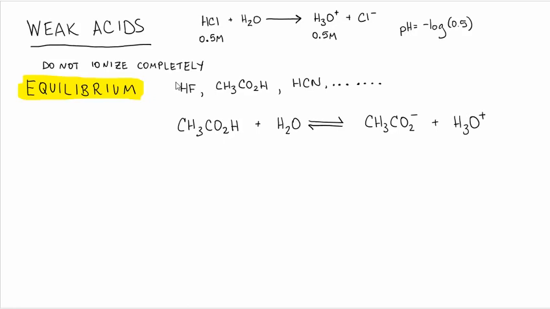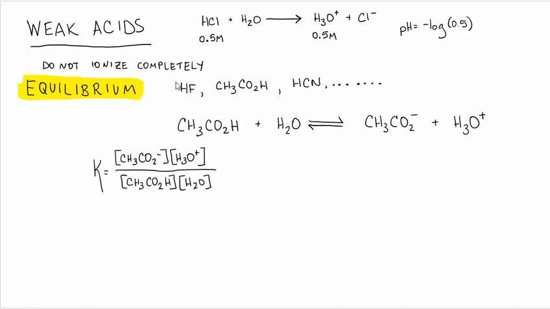So since this is an equilibrium, we can write the equilibrium constant expression. Remember, the equilibrium constant expression is products to their orders divided by reactants to their orders. So we're going to put this in terms of concentrations. So the equilibrium constant for this reaction is the concentration of acetate ion to the first power times the concentration of hydronium ion to the first power divided by the concentration of acetic acid to the first power times the concentration of water to the first power.